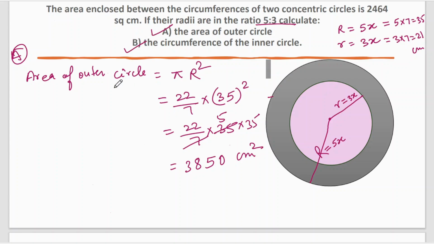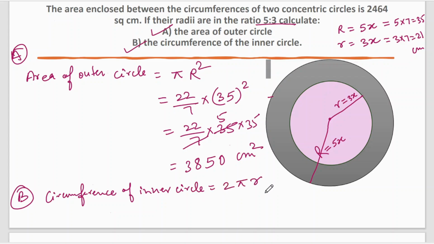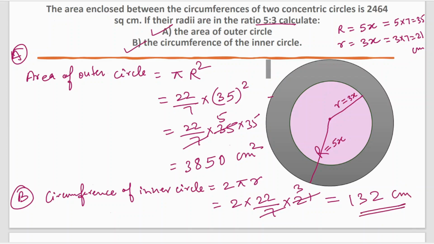Now the second thing they have asked is to find the circumference of the inner circle. So circumference of the inner circle is 2 pi small r, because the radius of the inner circle is small r. 2 into 22 by 7 into what is r? r is 21. So you can cancel this 3 times. 44 into 3, 132 centimeter. Okay, next question.